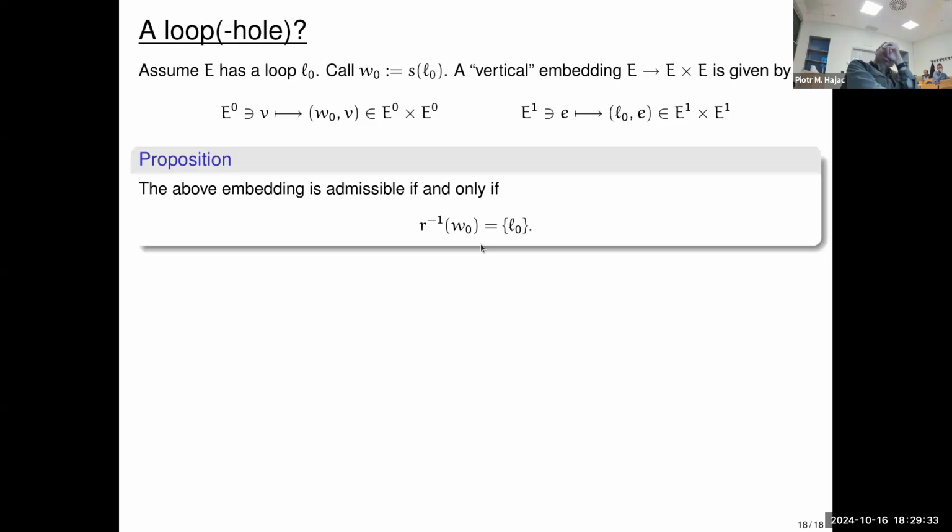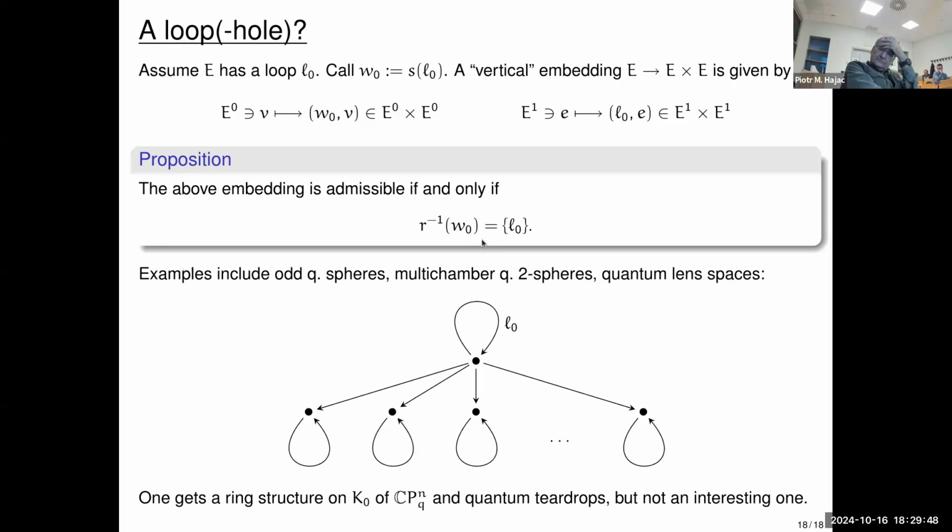So when is it admissible? It is admissible if and only if the only incoming arrow in W0 is the loop. So inside W0, you don't need any other incoming arrow. Still, it is not that bad because, for example, it works for the quantum sphere, where you take not the last loop, the one that is streamable, but the first loop, the less streamable one. It works for the multi-chamber quantum sphere where you take the loop on top. It works for quantum lens spaces. So it works for quite a lot of graphs.